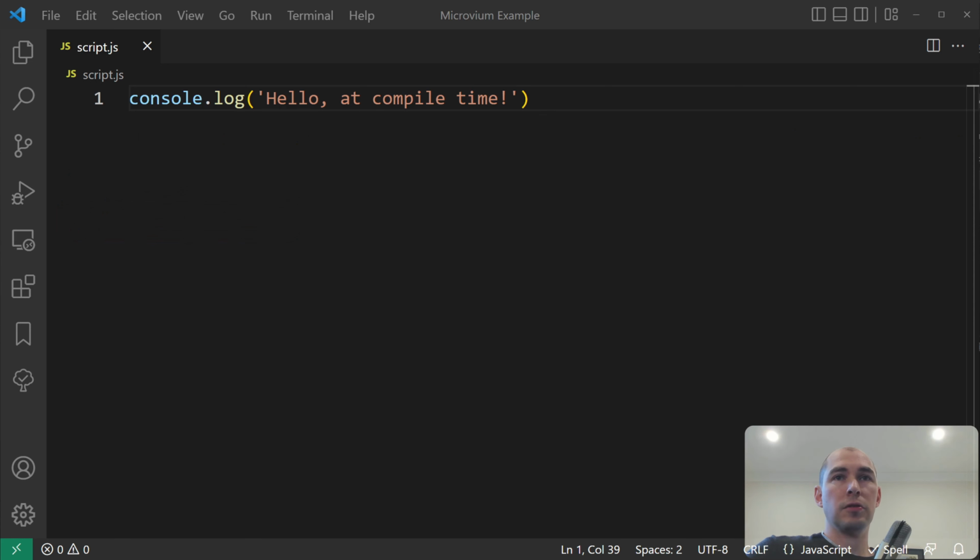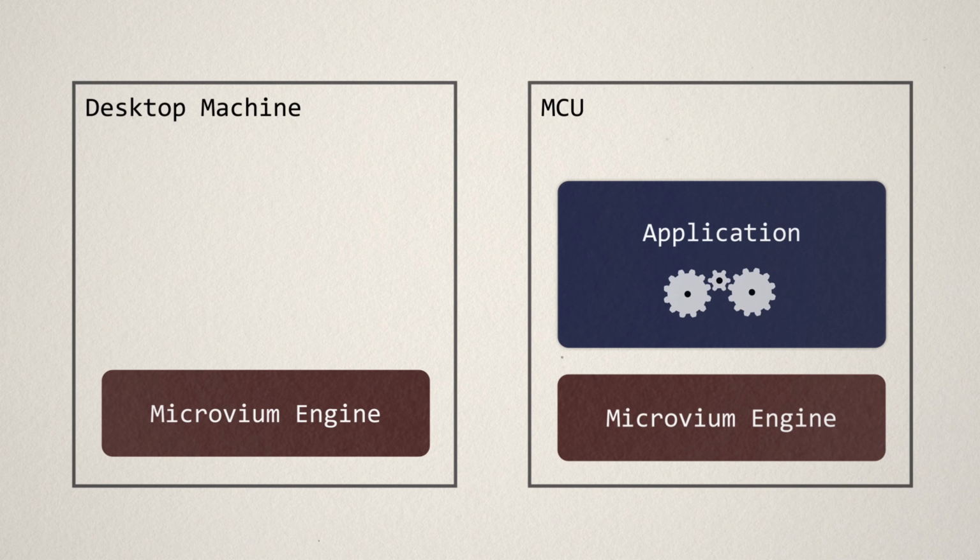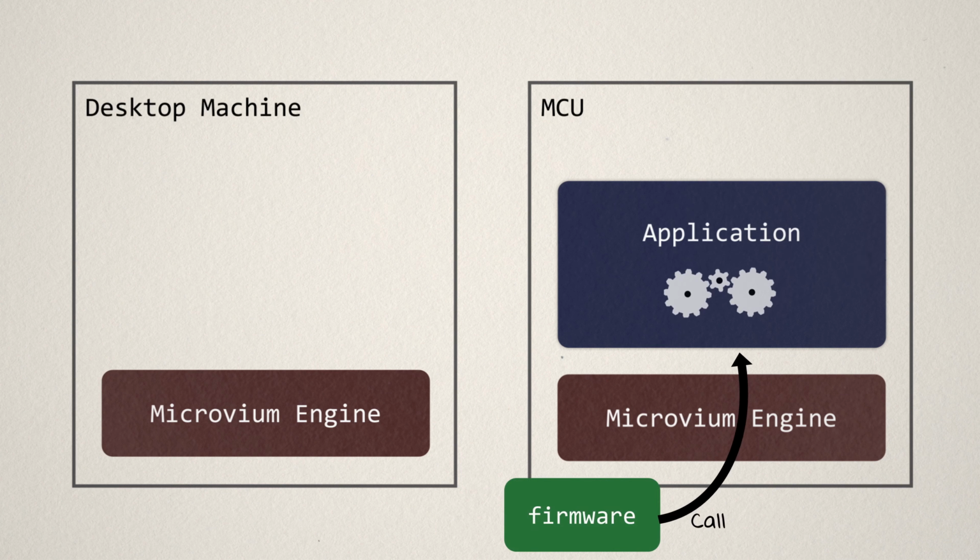The script doesn't yet do anything at runtime. By the time the snapshot is taken, the console log statement has already executed. So how do we implement some runtime behavior? The way that works in Microvium is that the application at runtime doesn't do anything unless the host firmware calls it. Functions in the snapshot can be identified to the host by a numeric ID. Here I'll use the ID 42.